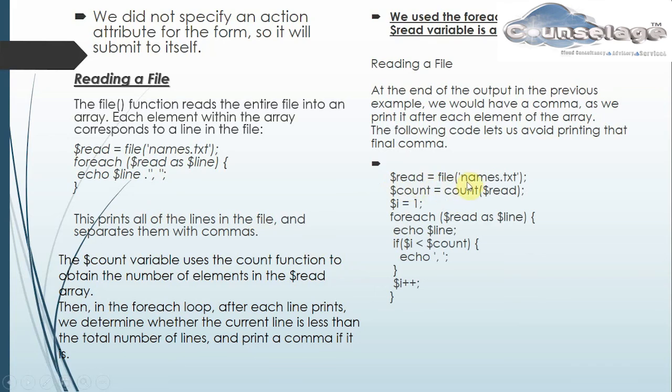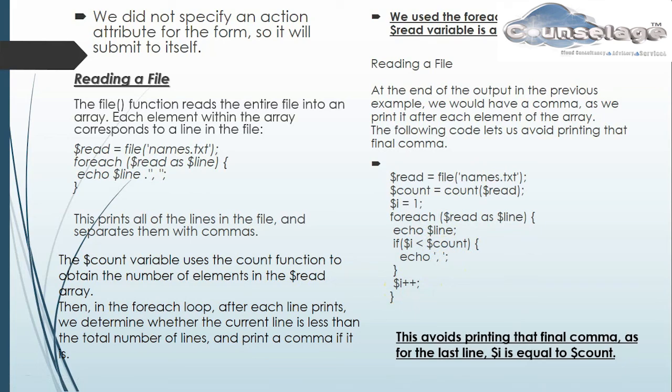Here, variable read equals file names.txt, then variable count equals count of read, then variable i is assigned as 1. For each, since read is an array, read as line, then echo line. Then if the condition is when i is less than count, print a comma and then increment i. So this will help us to avoid printing the final comma.